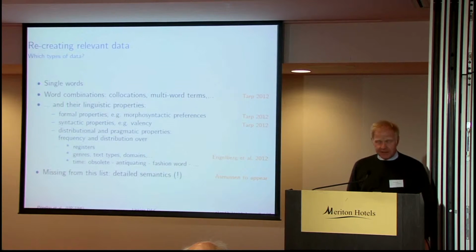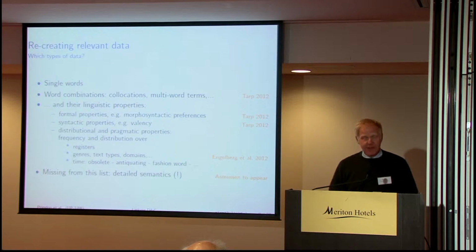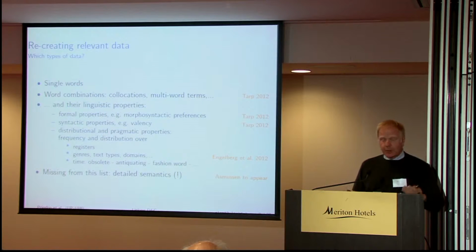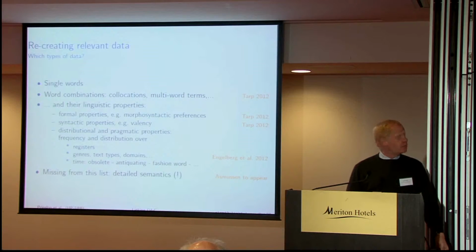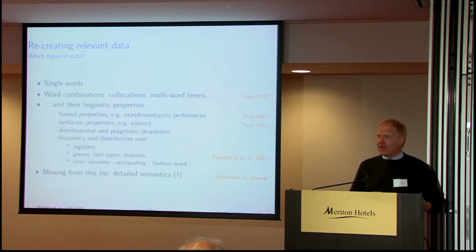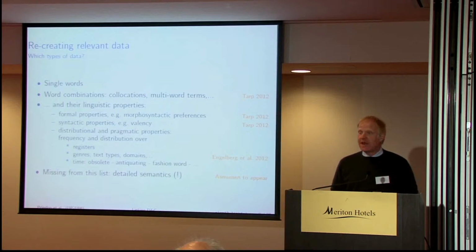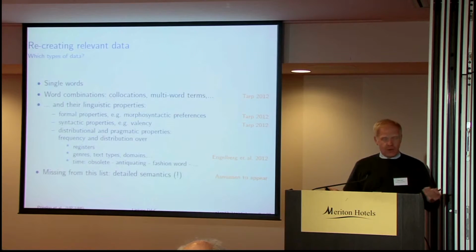What kind of data? Single words, word combinations, collocations, multi-word terms, and so on, and their linguistic properties. What we have been looking at, to some extent, are the formal properties like morphosyntactic and syntactic ones, and then in particular, and that is what the examples will be dealing with, the kind of properties of lexical data which you can extract from metadata in the corpora, so information about the registers, genres, text types, domains, where the things show up, or also about the behavior of the items on the timeline as well.